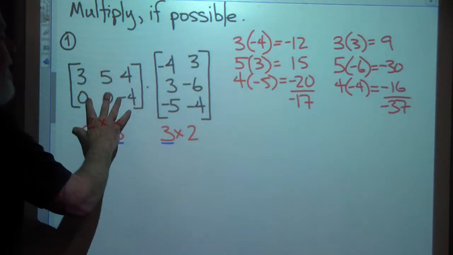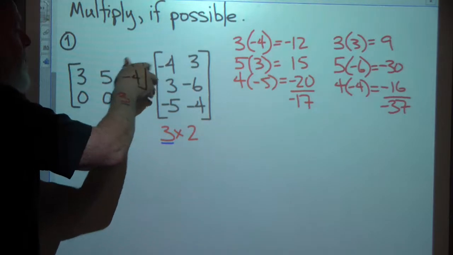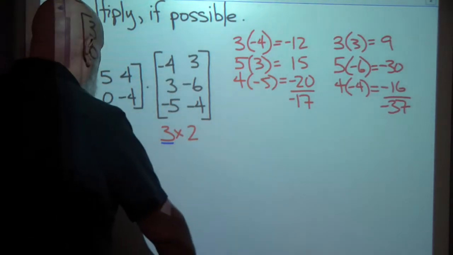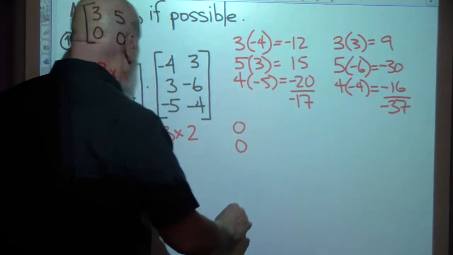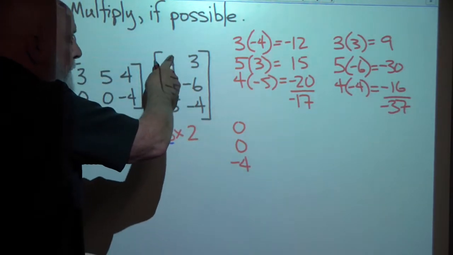Now I'm going to take the second row and stand it up and do the same thing. This will be bottom left and bottom right. So here we go. Bottom left: 0, 0, negative 4. We'll stand that up and multiply it by this.